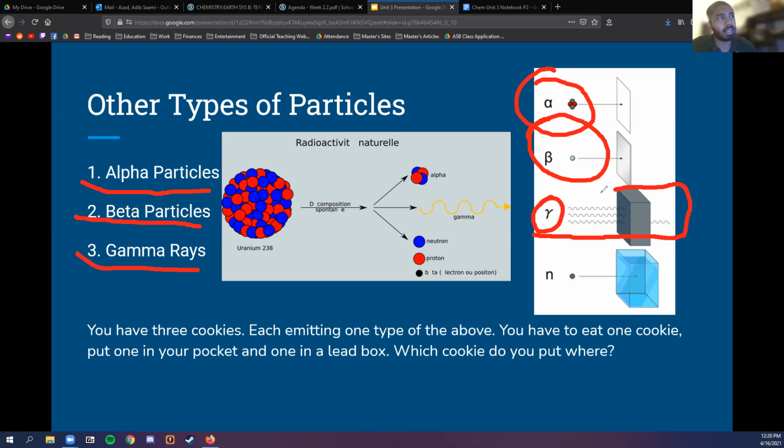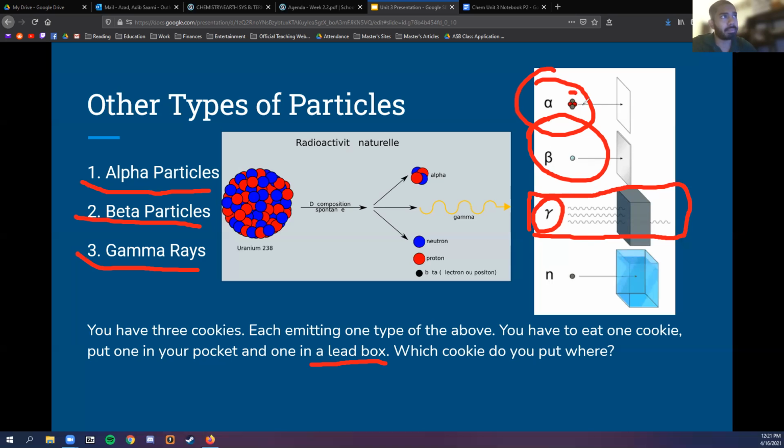Reason being, if you put it in the lead box, the gamma rays are going to get to you anyway. If you put it in your pocket, they're going to get to you anyway. So you might as well just eat it. The beta particle is small enough where the lead box could do some work. It will protect you from those beta particles. And so you put the beta cookie in the lead box.